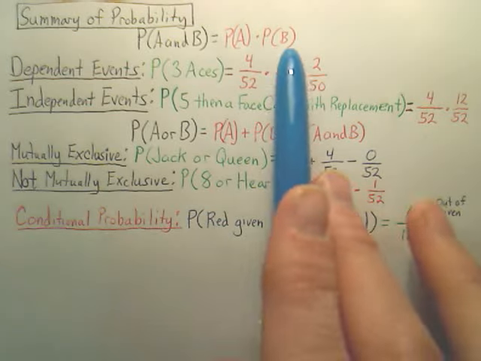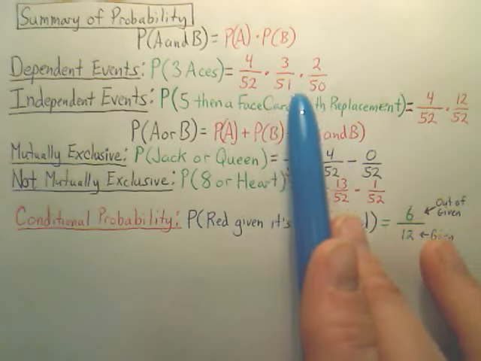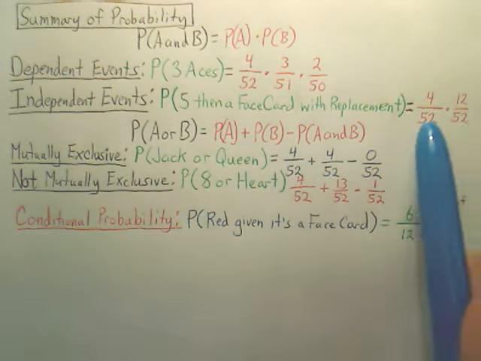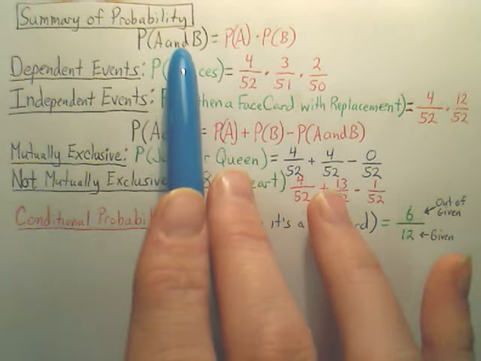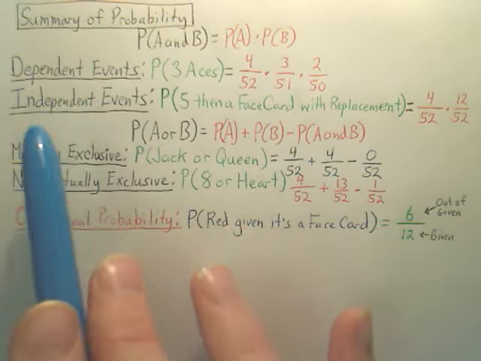So the key with an "and" is which type it is. Be very careful, and then you just multiply, and then you reduce, and so forth. We're not going to deal with all the math behind it. We're just setting it up. That's the key. So "and," multiply, dependent, independent.